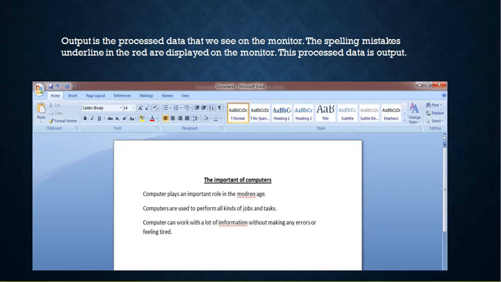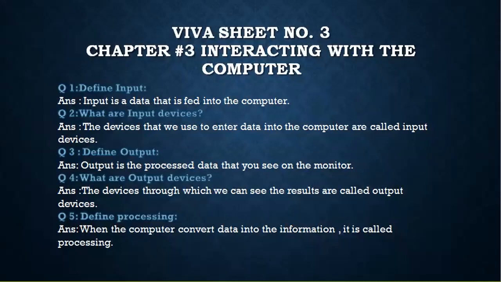And devices through which we can view processed data are called output devices. These help the monitor to give us information. The monitor, printer, speaker, and headphones are the most commonly used output devices. So, I hope you understand these three steps.